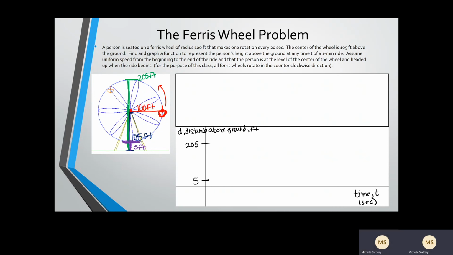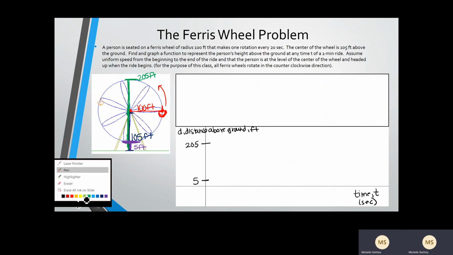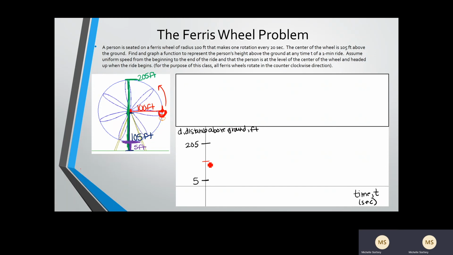The person is starting then in the middle. So if I look halfway between these two, this person is starting at that red spot there. And so the distance above the ground for this person right here, all the way down to the bottom, many people get confused and want to label it as 100, but it's actually 105, right? That's from the center to the ground. So we're starting at 105 feet above the ground.